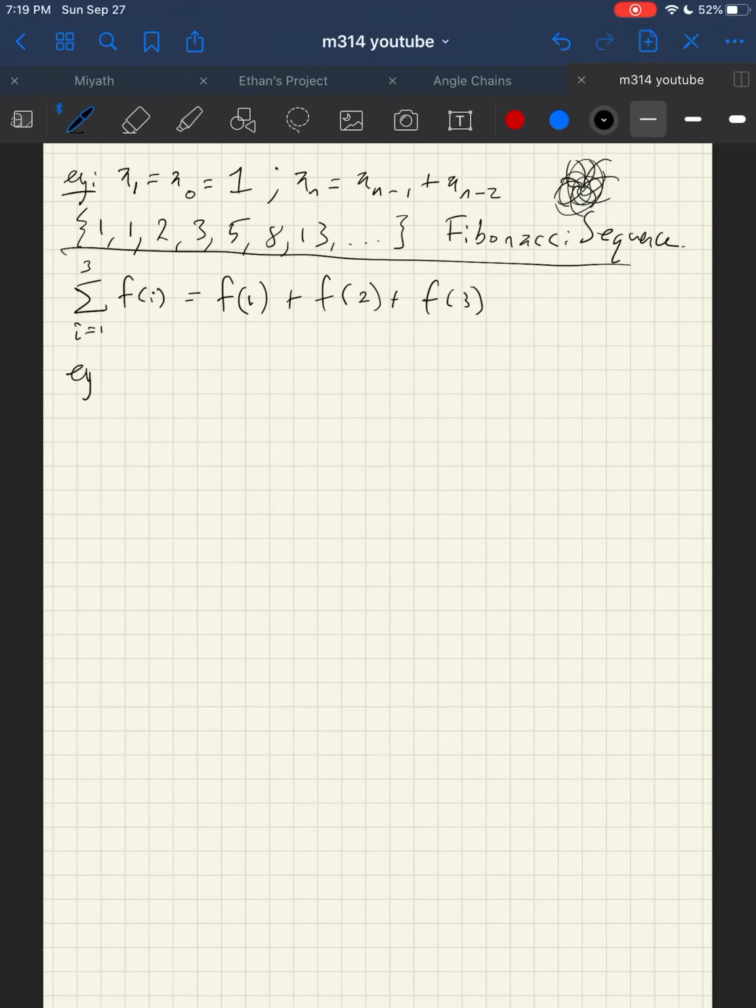So let's do a relatively straightforward example. Let's do the sum as, let's say, j goes from 1 to 3 of j squared. So this is a function of that index. Then when j equals 1, I've got 1 squared. When j equals 2, I've got 2 squared. And when j equals 3, I've got 3 squared. So this is 1 plus 4 plus 9, which is 14.